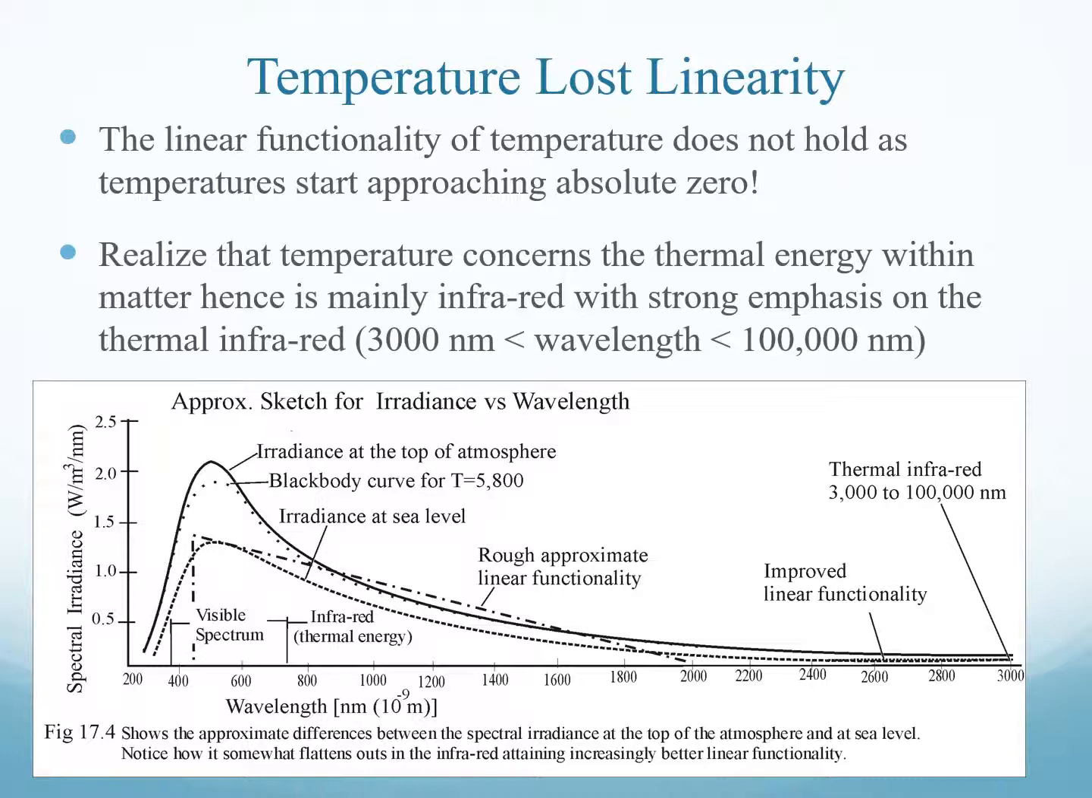Now, thermal energy within matter is mainly in the infrared, with the strongest emphasis being in the thermal infrared. And thermal infrared starts at 3000, which is on the far right of this diagram, and extends all the way to 100,000, which is not shown. But you can imagine how linear that is. And if you actually think about it, because of the large breadth of wavelengths, there's a lot of energy contained within there. Actually, more than is contained on the left-hand side of the graph if you do the quick calculation.